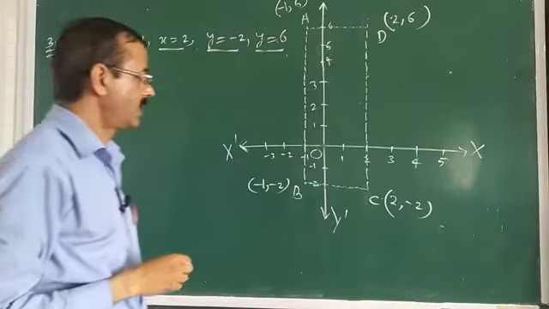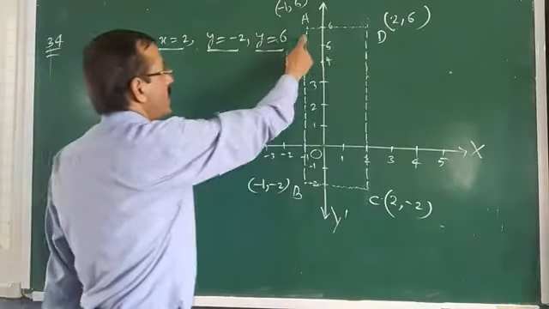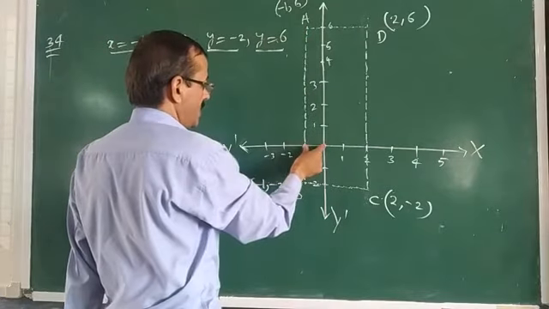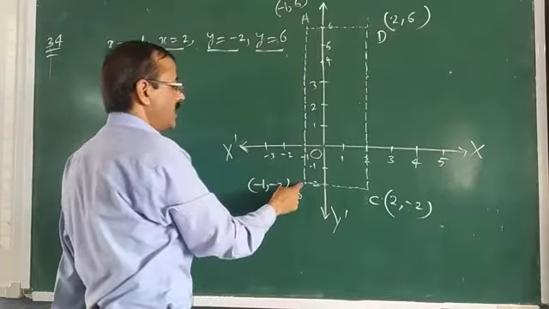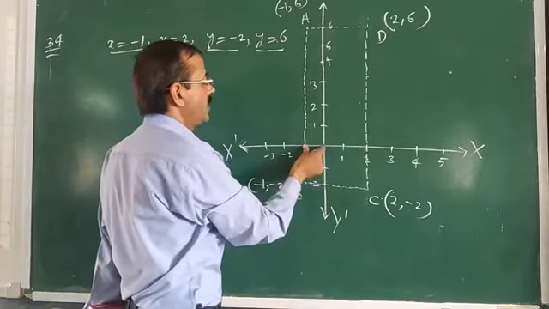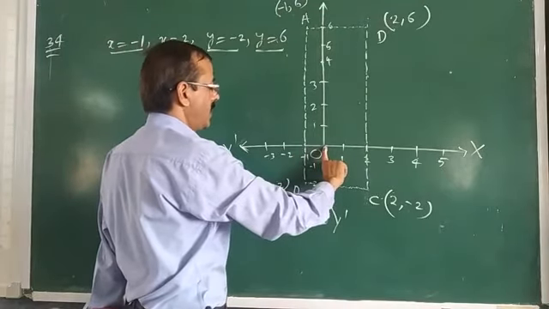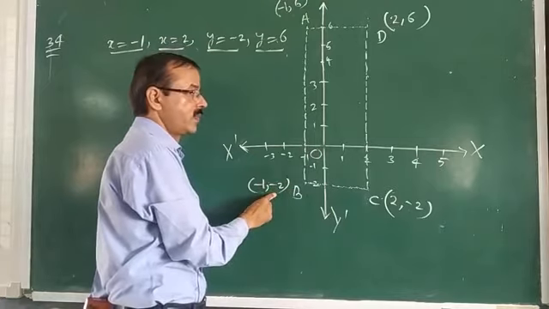Okay? Check once again: what will be the coordinate of A? Minus 1, 6. This is the X value, and Y value 6, that is (minus 1, 6). Coordinate of B: minus 1 up to here, and this how much? Minus 2. So (minus 1, minus 2).